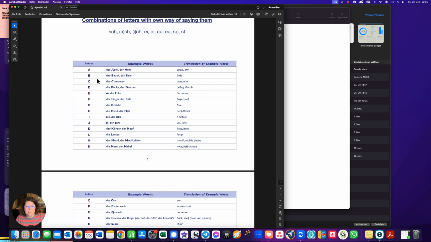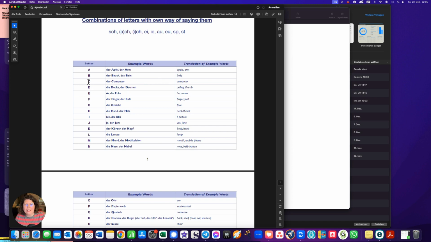So B, like der Bauch, that's the belly, der Bauch. Oder das Bein, that's the leg. I forgot to write that here. I'm going to fix it so when you download it, it's going to be there. Das Bein is the leg.